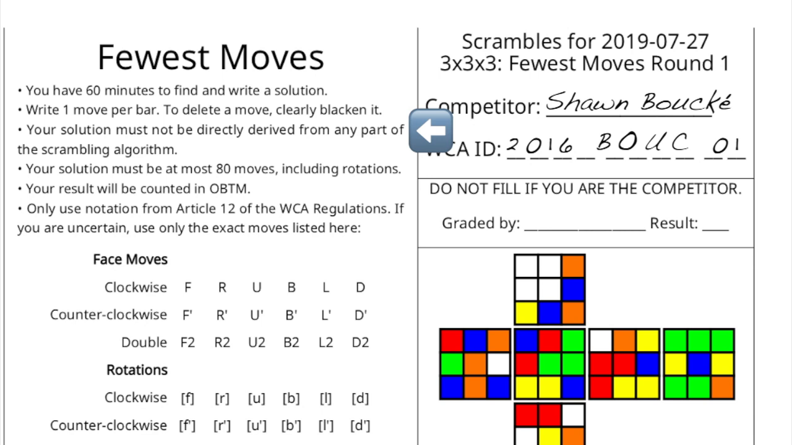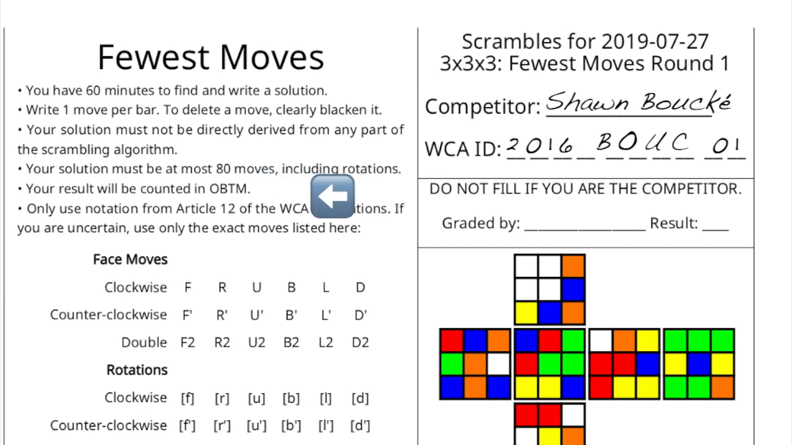It says your result will be counted in OBTM, which is outer block turning metric, so M slices are not allowed. There are some moves that are allowed that are not on the sheet, and this is something to keep in mind. This sheet is from the end of July in 2019, and it might change the next year, and we'll talk about that in a second with some different moves.